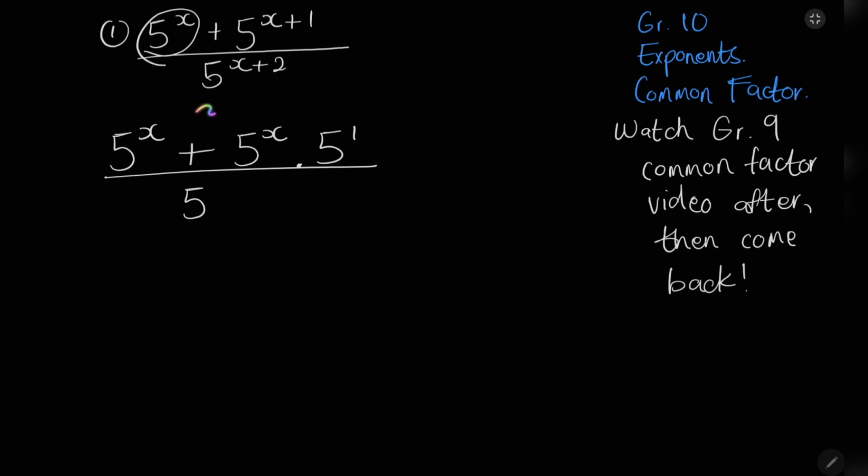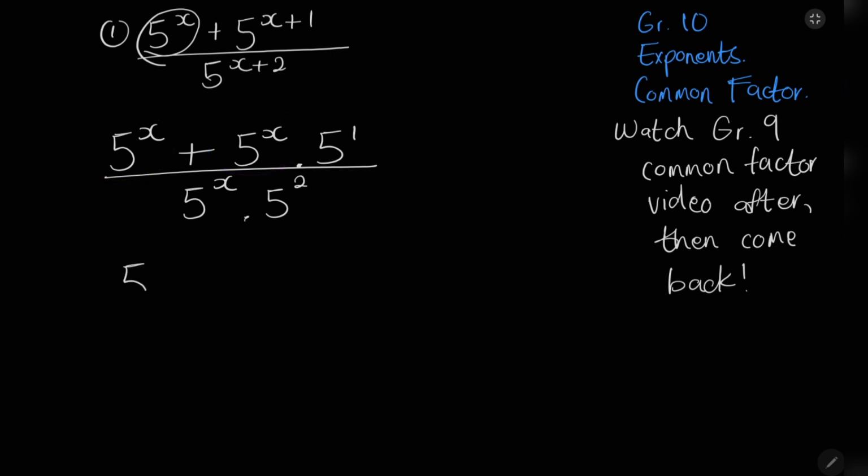We can also break this down by writing it as 5 to the power x times 5 to the power 2. Now for the next step, we have to look for our common factor. In the first term, in the numerator, we have 5 to the power x, and in the second term, we also have 5 to the power x times 5 to the power 1. So we can factor out the 5 to the power x from the numerator.